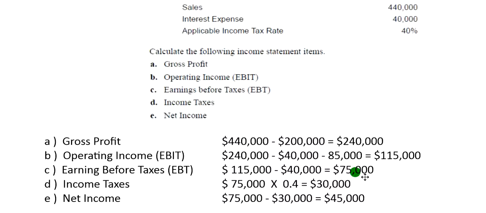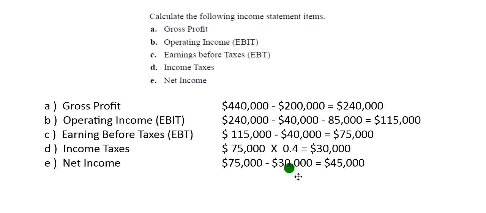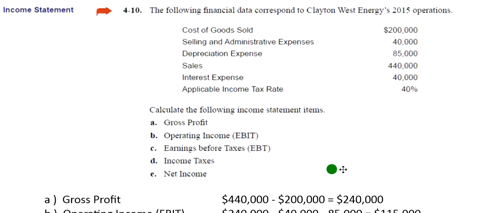And then in order to get our net income, we simply subtract the taxes that we have to pay from our earnings before taxes right down here, and we get our net income of 45,000. So that is how we do problem 410.